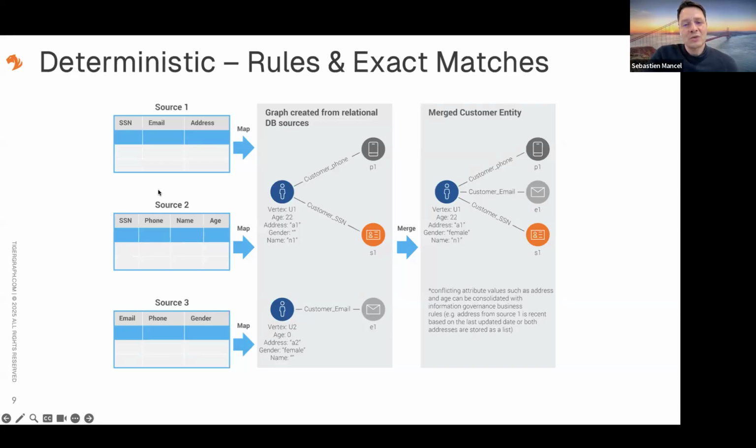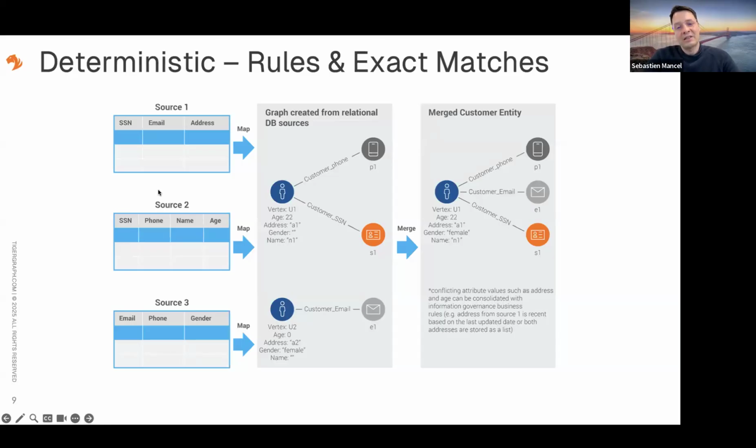You can see on the left that source one and source two share the same social security, so they're connected through the customer social security edge. Source three shares the same email, which creates another connection through the customer email edge. And once these links are established, the graph can merge those connected records into a single unified customer entity.